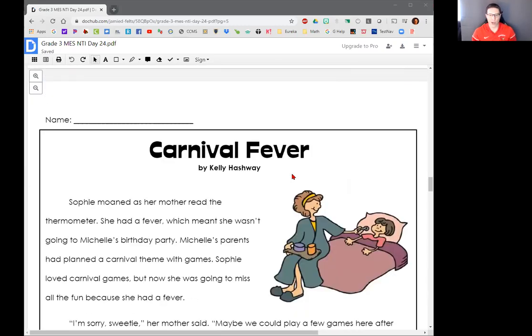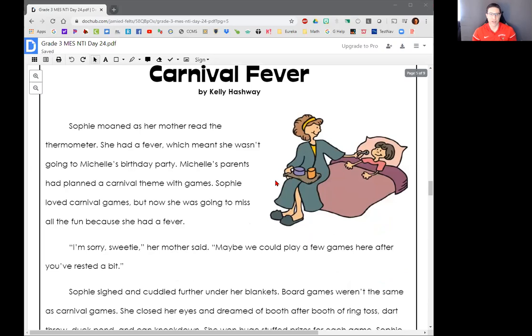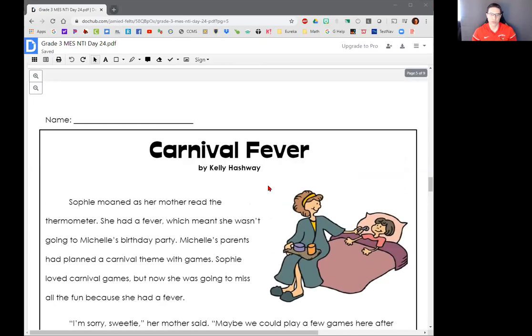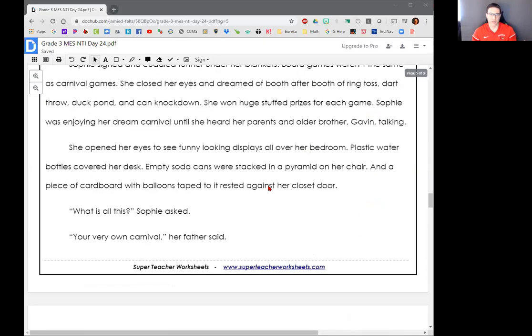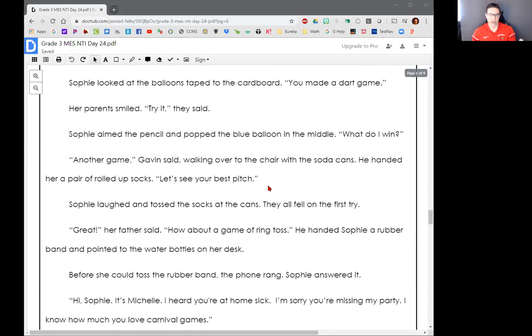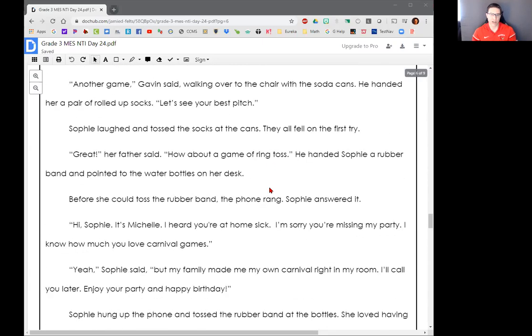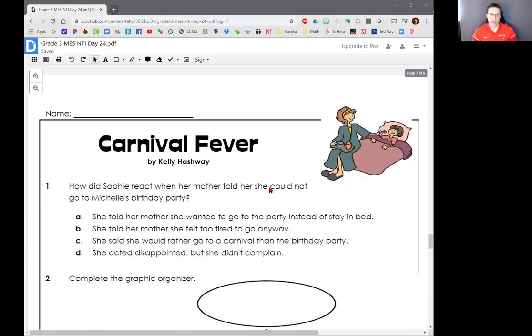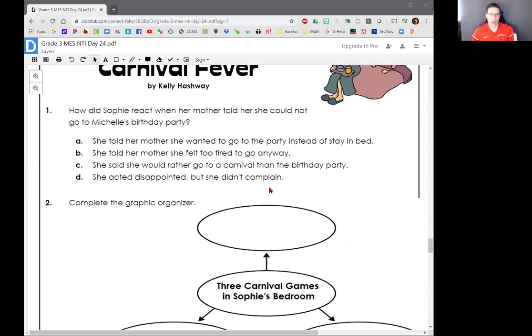Just got reading and social studies left. For reading today, you've got a great fictional story. It's not a real story, but it's fun to read. Carnival Fever. So just read over that. There's a couple of pages of the story here. Looks like there's a lot of characters talking with dialogue and interesting story. Then you've got some questions to go along with it.